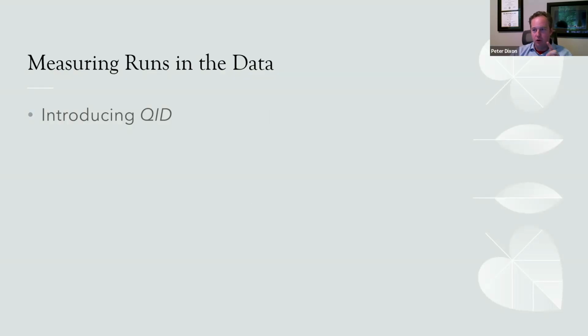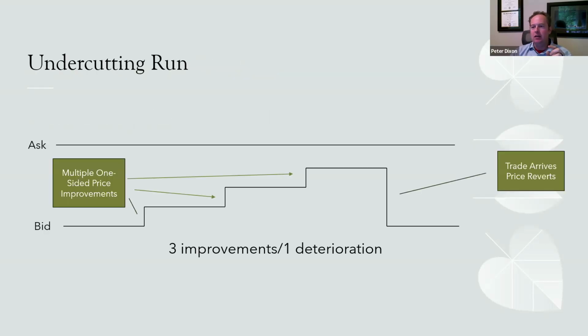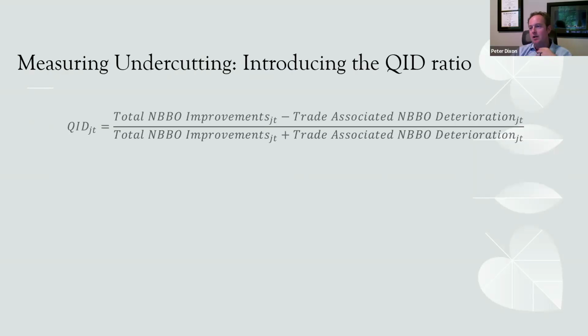We're going to introduce what's called the QID measure, the quote improvement to deterioration ratio. If we remember, in this run we had 3 improvements and 1 deterioration. The more improvements to deteriorations, the greater the prevalence of runs, is what we're arguing. We want this to be simple and easy to understand, so it's just the total number of NBBO improvements in a particular stock on a day, although you can do other time horizons, minus trade-associated NBBO deteriorations. We define those as deteriorations that occur within 10 milliseconds of a quote update.